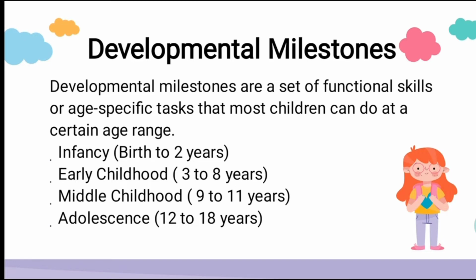The developmental milestones of a child are a set of functional skills or age-specific tasks that most children can do at a certain age range. So in infancy, it is birth to 2 years of age. In early childhood, it's 3 to 8 years. Middle childhood, 9 to 11 years, and adolescence is 12 to 18 years age range.